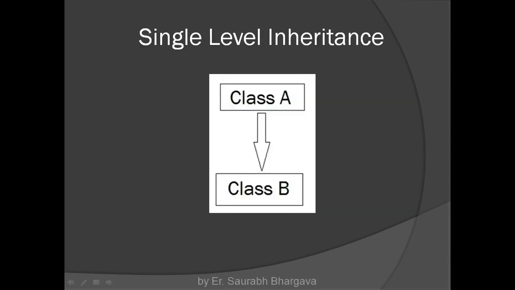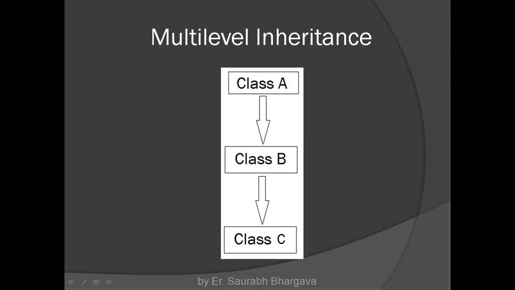Single level inheritance, in which there is only one superclass and one subclass. Multi-level inheritance, in which one class is derived by another class, and then this class is again further derived by another class. This chain goes further n times.